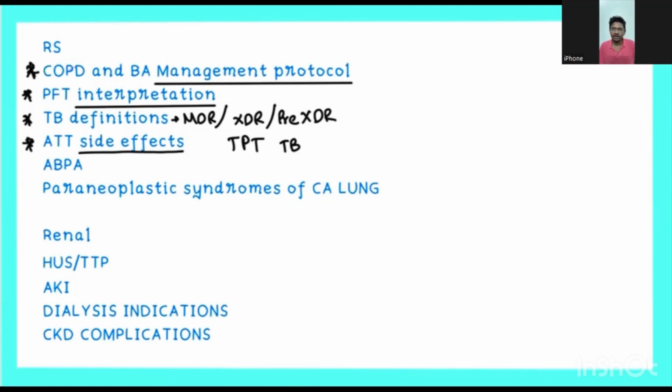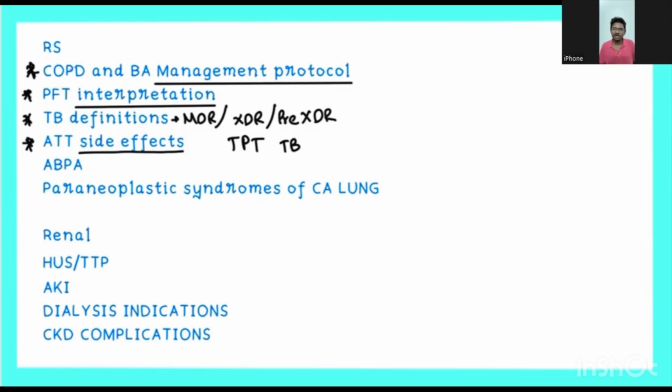Next, for TB, the minimal requirement in NEET: you should at least know definitions for MDR TB, XDR TB, pre-XDR TB. Then tuberculosis preventive treatment, TPT: when you should give it, you should know. Then ADT side effects you should be reading from pharmacology. Next, ABPA, allergic bronchopulmonary aspergillosis. At least know the criteria, where it is commonly used. This you should be knowing.